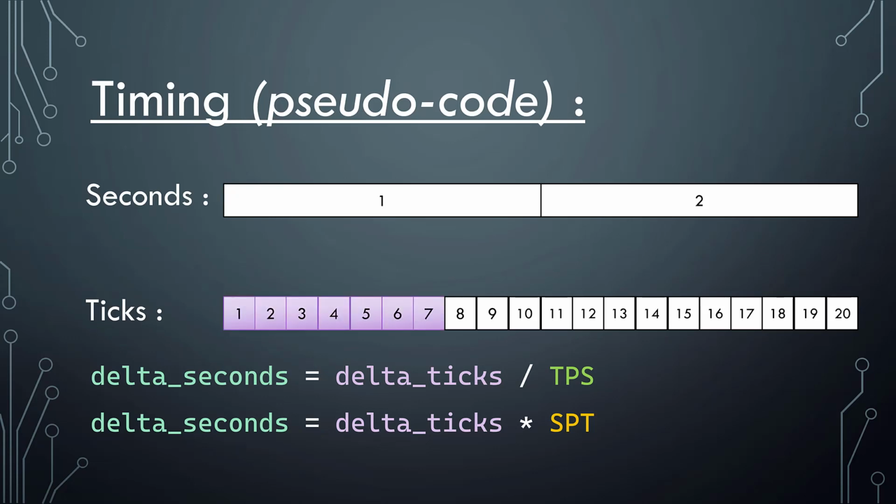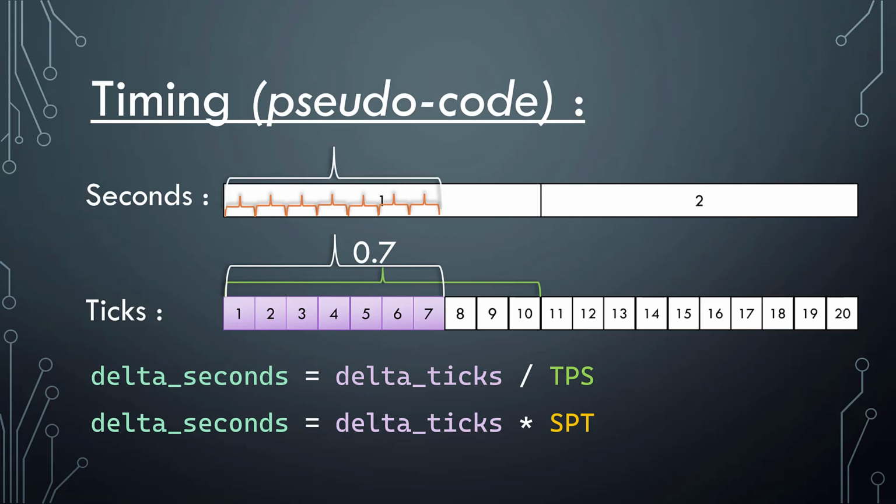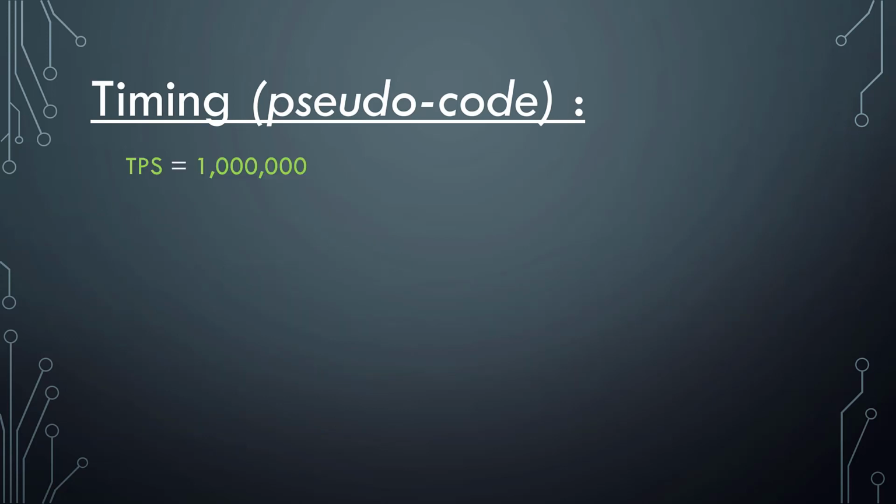Say our delta ticks is 7, so whatever our code is, it took 7 ticks. We have the ticks per second, which is 10, so we divide 7 by 10, and that gives us 0.7. Alternatively, we can take the seconds per tick, which is some tiny fraction, and multiply it by 7, because that's how many delta ticks we had, and we get the same value in terms of a fraction of a second. Okay, let's see a more realistic example.